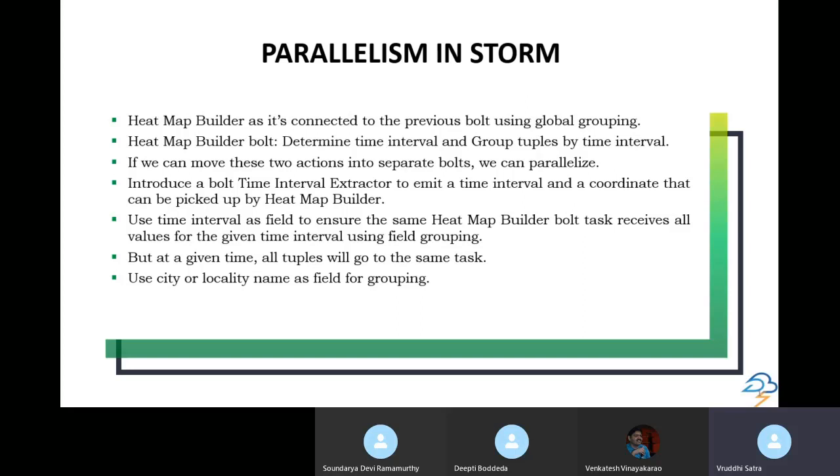Once we have the time interval pre-calculated, we can use field grouping so that all tuples of the same time interval go to the same task. So technically we have parallelized our topology, but we know that at any given moment, all the tuples will go into the same heat map builder because the time interval will be the same. So this parallelizing is not effective. So what we can do is extract the city names or locality names from the addresses of the bars which we had earlier and use this as a field to parallelize things at this level.